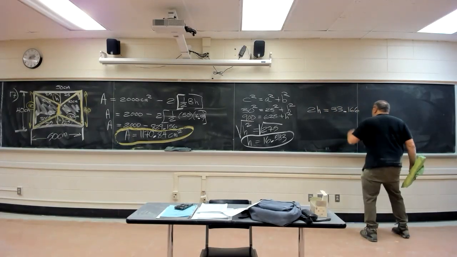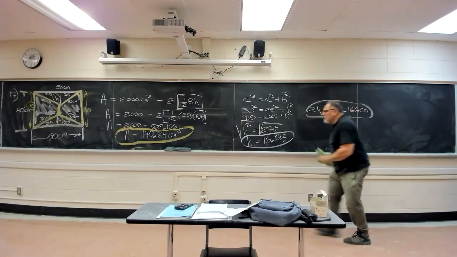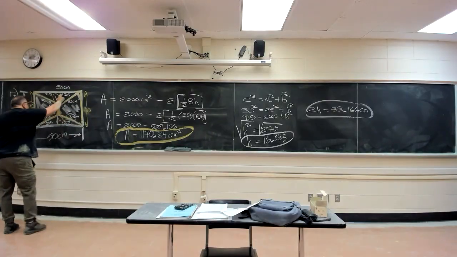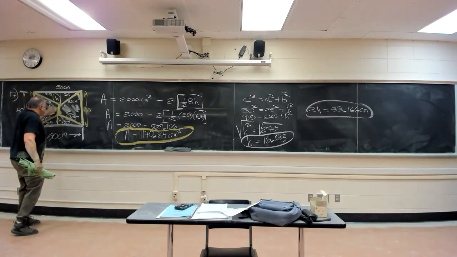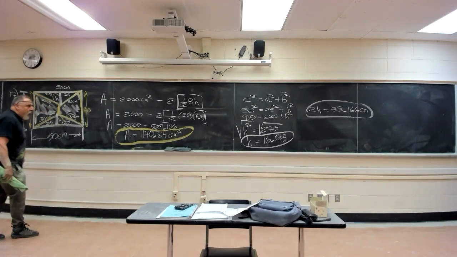Now, why did I do that? Because this right here is 16.583. This is 16.583, and this is 16.583. 16.583 and 16.583 is 33.166.